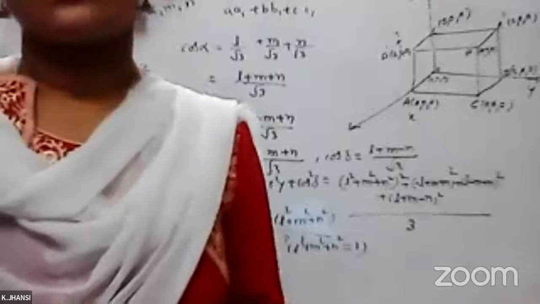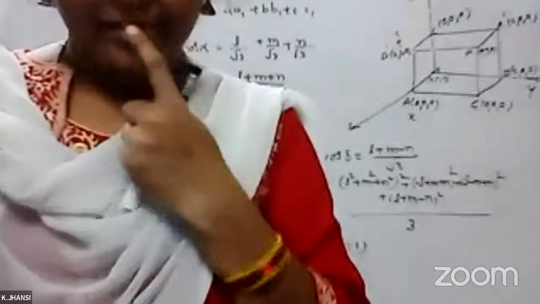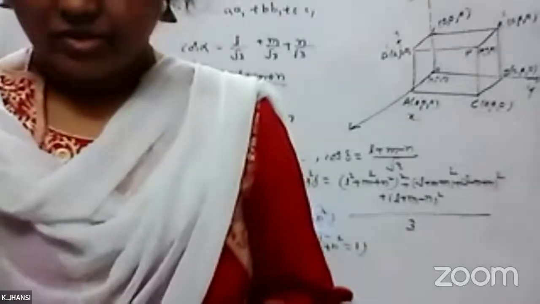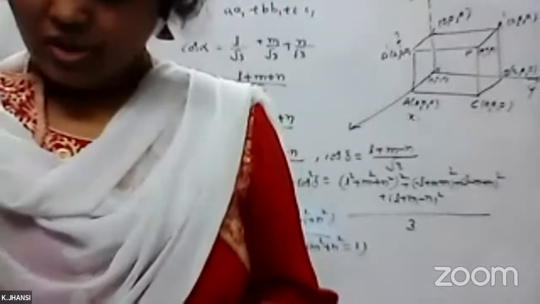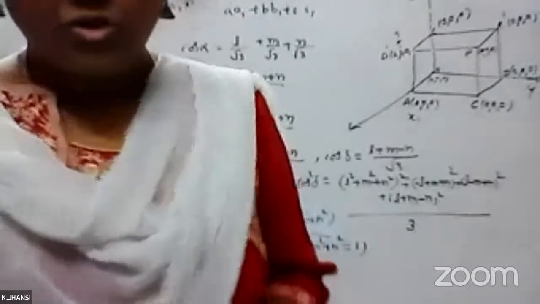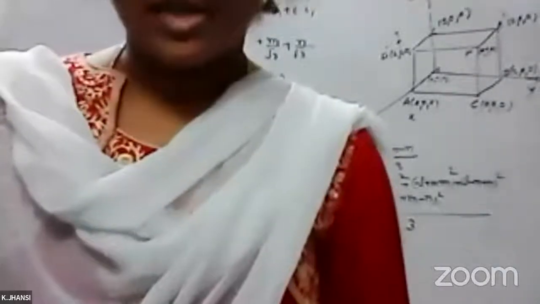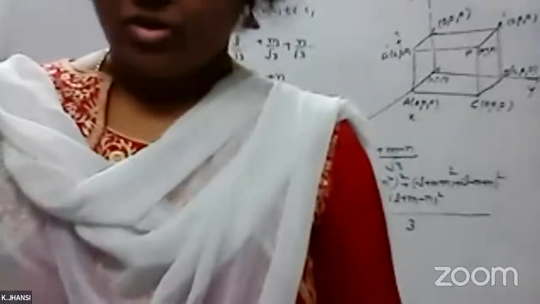Next Saturday, we'll start the second unit, Bisectors. Bisectors is a 10 marks question you will get. Do you have any doubts in this unit? No, ma'am. So try to practice all the worked out exercises on page numbers 28 and 29.